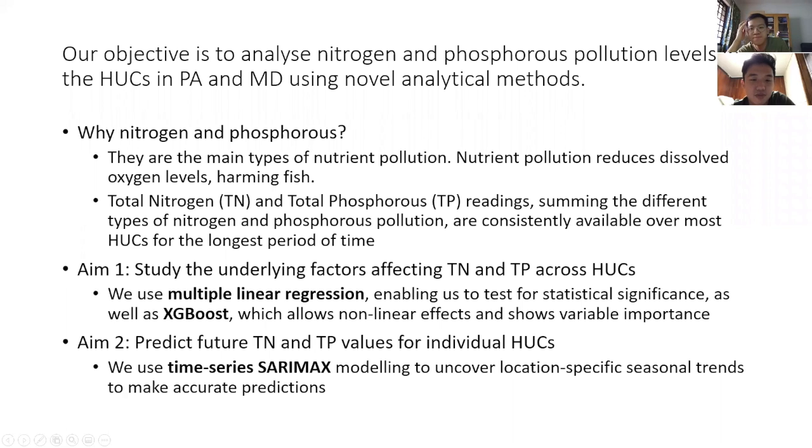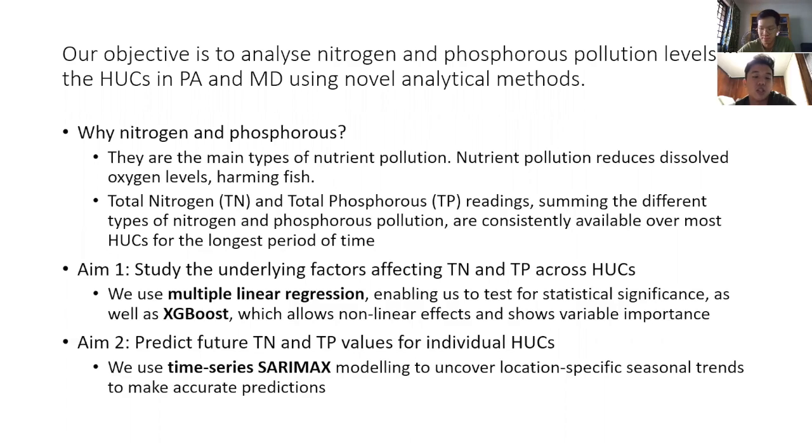Our main objective with our model was to analyze nitrogen and phosphorus pollution levels in the HUCs in Pennsylvania and Maryland using novel analytic methods. We chose to focus on nitrogen and phosphorus levels as they are one of the predominant wide-reaching types of nutrient pollution with widespread detrimental impacts on biodiversity. Also, nitrogen and phosphorus readings were the most consistently available over most HUCs.